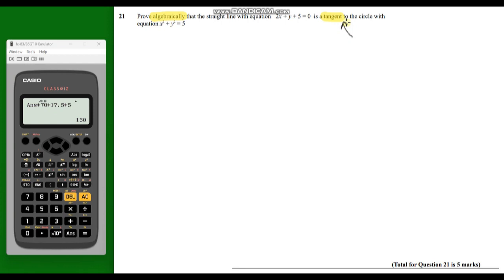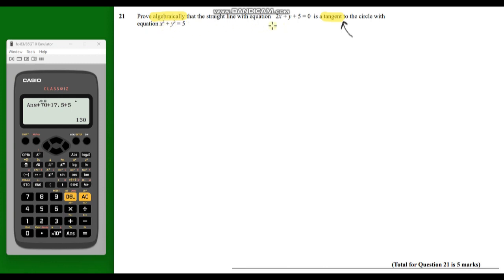So if a line is a tangent to a circle, it means it only touches that circle at exactly one place. So if we were to solve this pair of simultaneous equations and we only have one solution, well, that must mean that the line must be a tangent to the circle. So let's have a go at solving this pair of simultaneous equations.